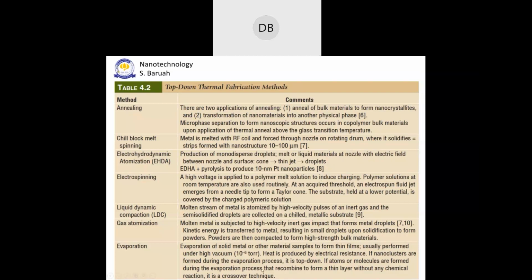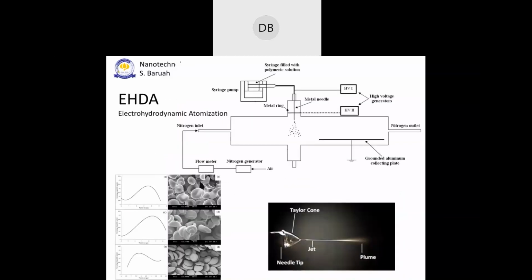Now the others: liquid dynamic compaction, gas atomization, evaporation, and condensation. These are typically processes that are a lot about heat. Okay, so taking it into the gaseous form or the liquid form, and then trying to convert that to nanoparticles. We won't spend too much time on this, but I will give you study materials. If you feel you want to go into details, you definitely can, and we can discuss also outside the class, because we won't waste the class time too much on going into details of this. Okay, so this is the EHDA process, the electrohydrodynamic atomization process.